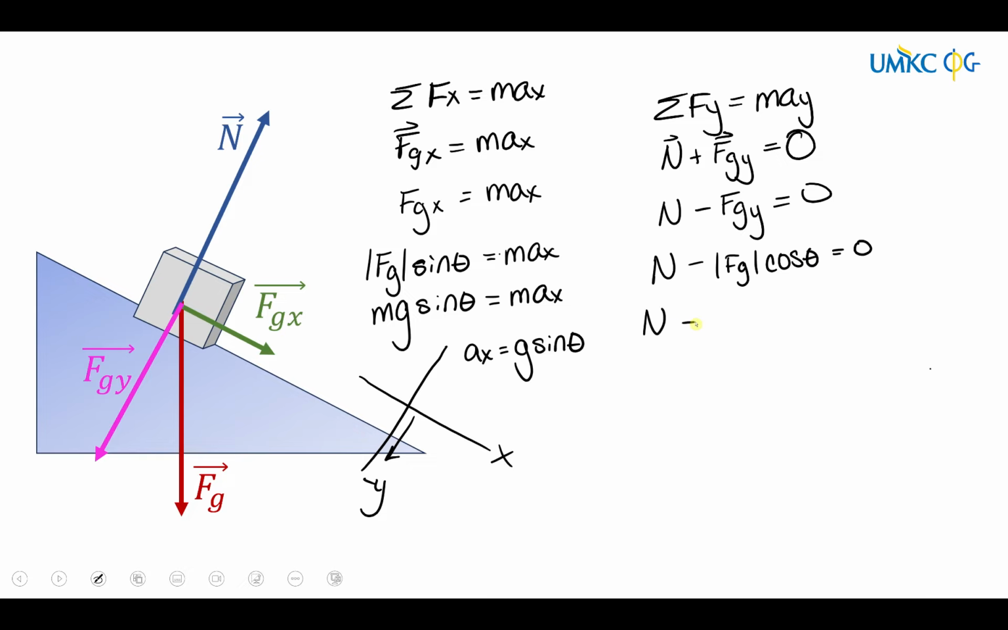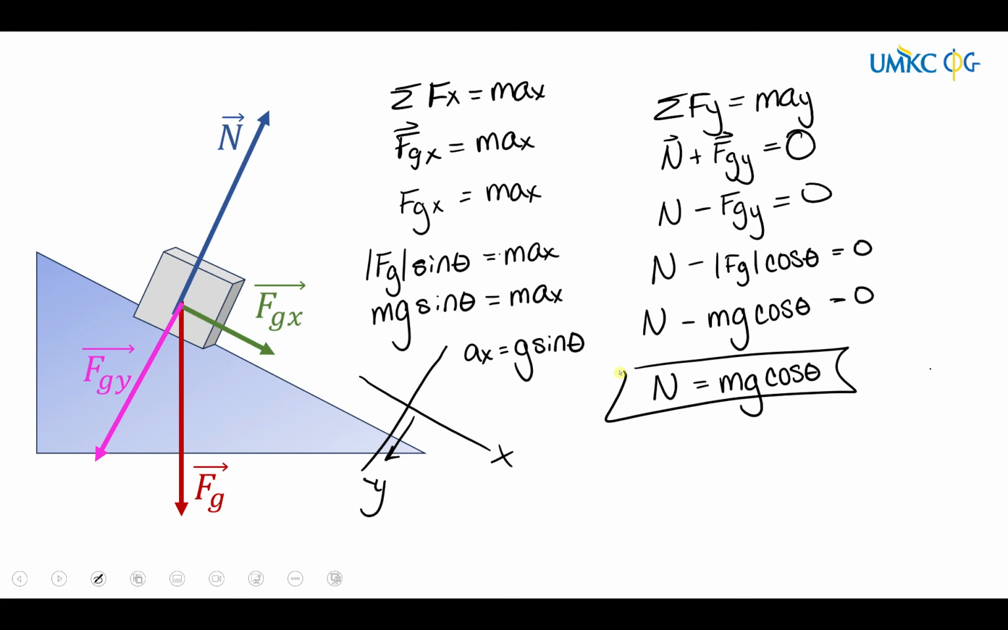And the magnitude of my force of gravity is mg. So N minus mg cosine theta is equal to 0. So now my normal force is equal to mg cosine theta. And this makes sense, because my normal force is equal in magnitude and opposite in direction to the y component of the force of gravity.